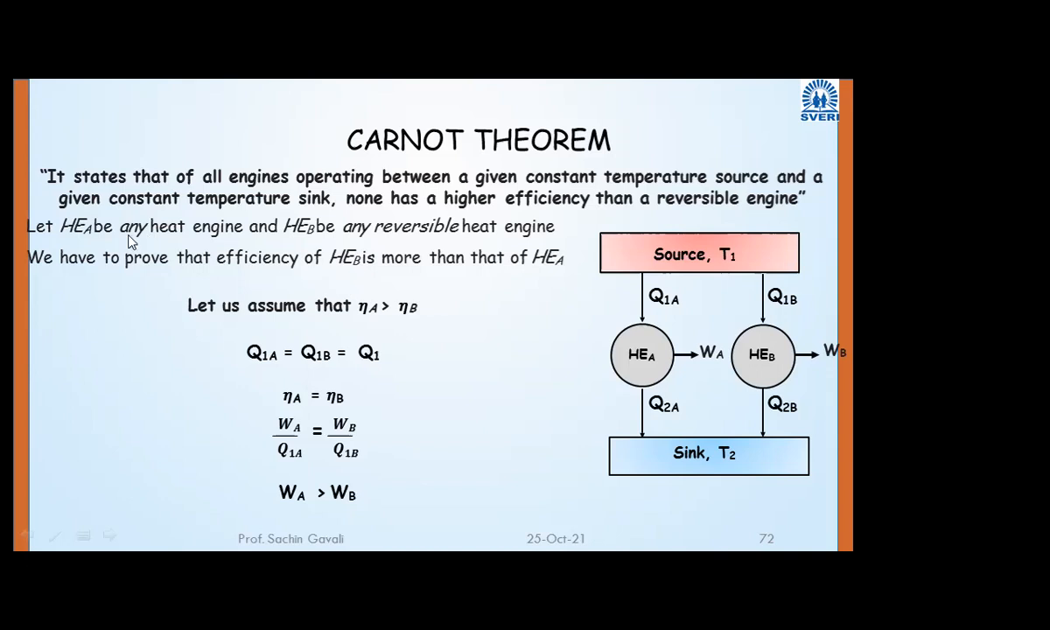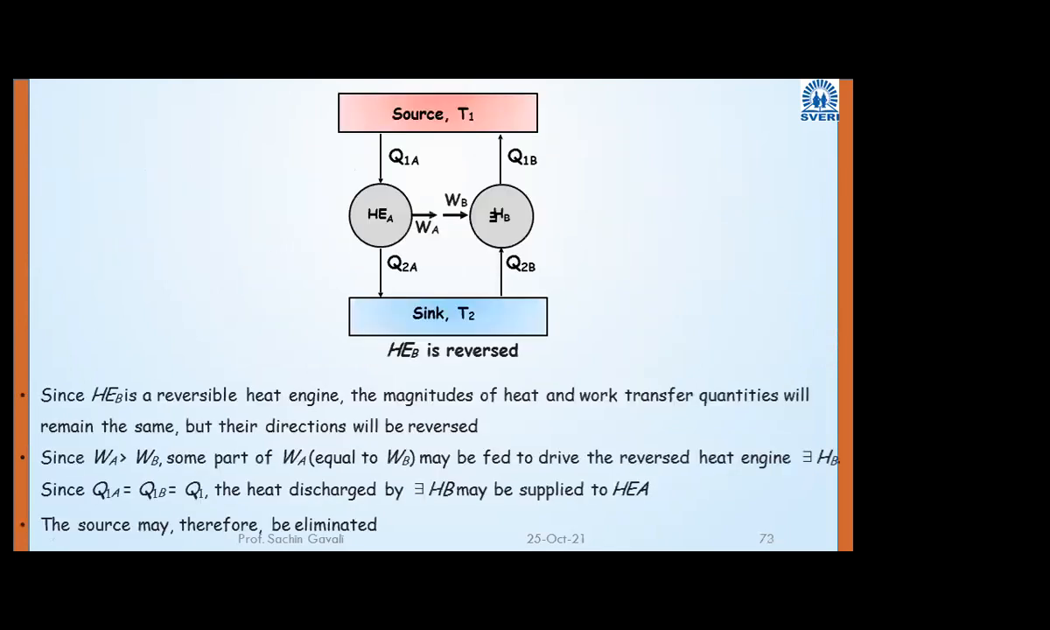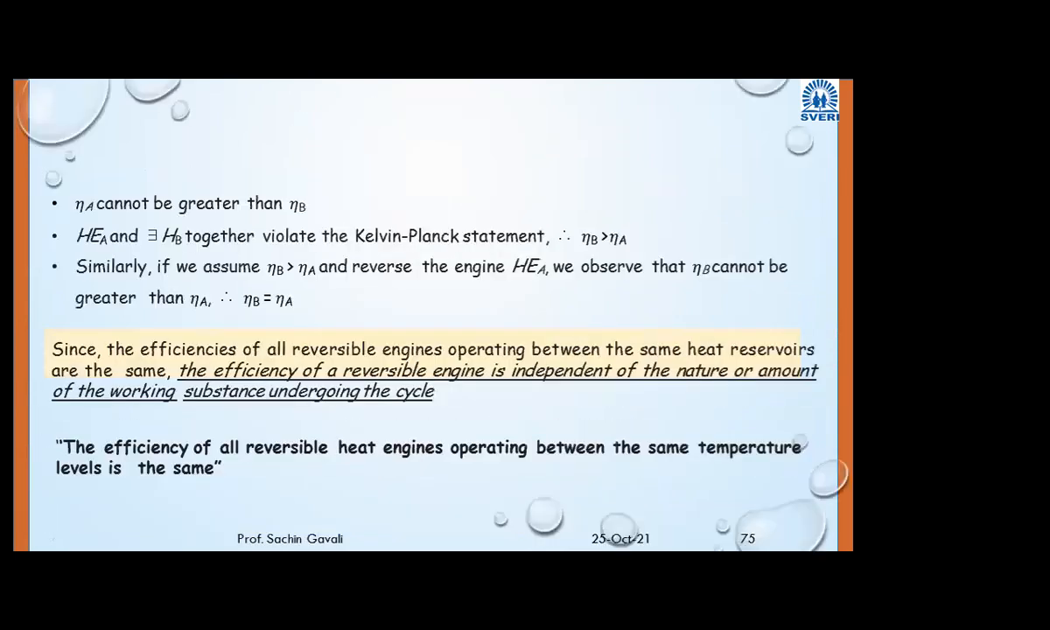Heat engine A they have considered as irreversible, and heat engine B they have considered as reversible. So for the same heat input, finally what we will get? Here efficiency of B is greater than efficiency of A.